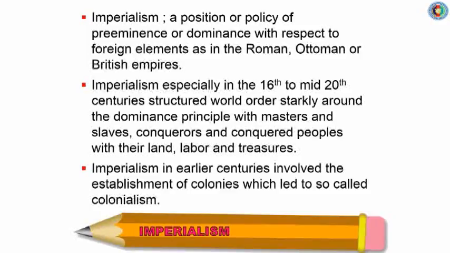Imperialism, especially in the 16th to mid-20th century, structured world order starkly around the dominance principle with master and slave, conquer and conquered, people with their land, labor, and treasure. It is also a policy of conquering and ruling of other lands.